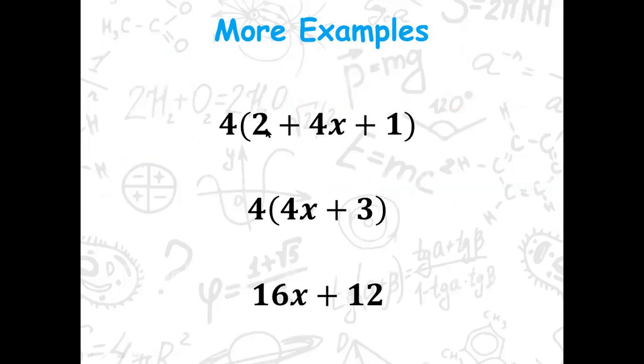Now, what does this 2 plus 4x plus 1 mean? According to the order of operations, you know that you have to solve what's inside the parentheses first. How are you going to solve what's inside the parentheses first? You can see that there is 2 and 1. So you can add both of them, 2 plus 1, to make it simpler.